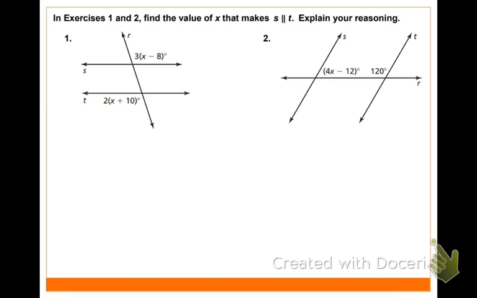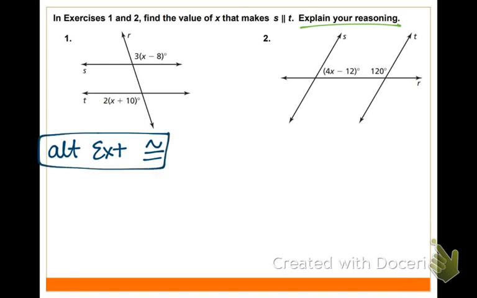Find the value of x that makes S parallel to T. Then explain your reasoning. On number 1, what relationship do they have? Alternate exterior, which are congruent. That's my reasoning right now. We're going to solve for x because they are congruent. What do we do when 2 angles are congruent? We set them equal. So 2 times x plus 10 equals 3 times x minus 8.